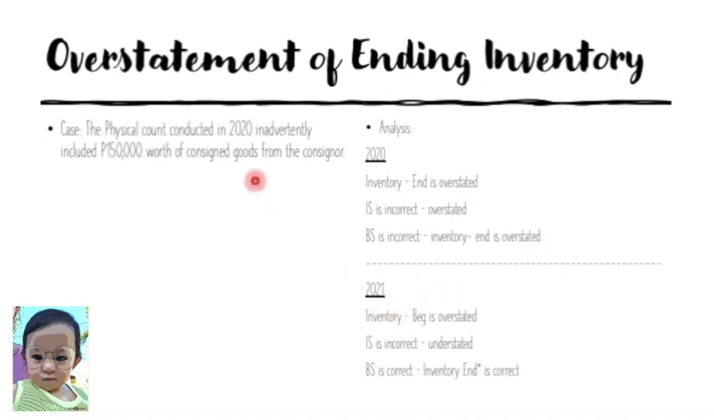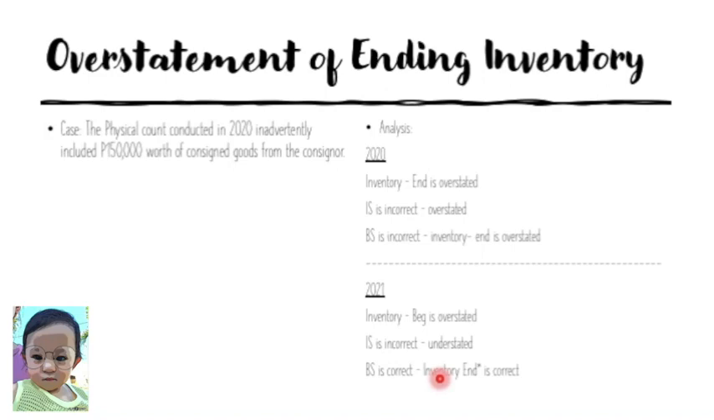For 2021, our ending inventory in 2020 becomes the beginning inventory for 2021. So if our ending inventory is overstated, then our inventory beginning in the succeeding year is also overstated. Now, how is inventory beginning related to net income? They are indirectly related. So if this is overstated, then net income is understated. So if your net income is understated, it follows that the retained earnings for that current year will be counterbalanced. So the overstatement is counterbalanced by the subsequent understatement.